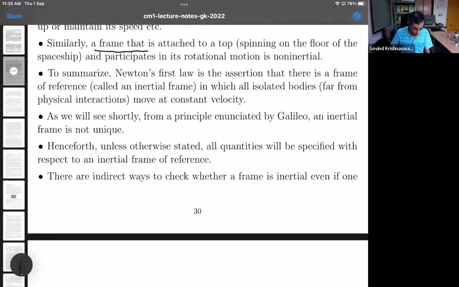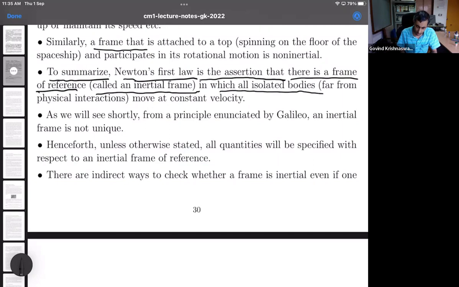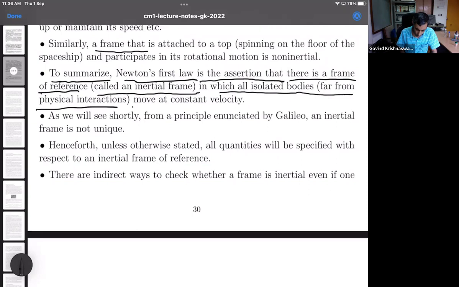So let me come back. To summarize, I'm now restating Newton's first law. After all this discussion, Newton's first law is the assertion that there is a frame of reference called an inertial frame in which all isolated bodies, by isolated I mean far from physical interactions, move at constant velocity. So I have completely restated Newton's first law.